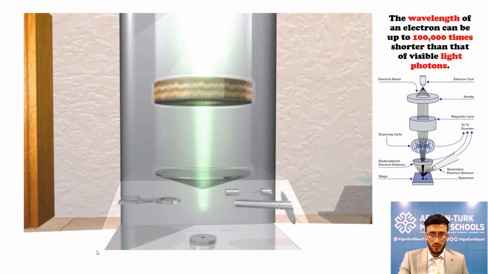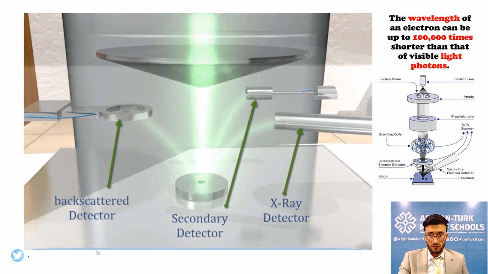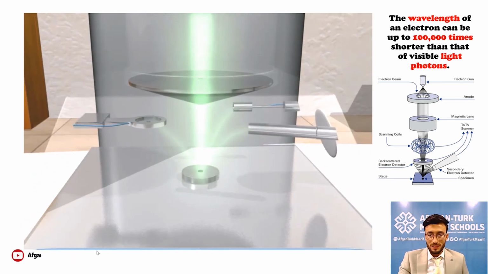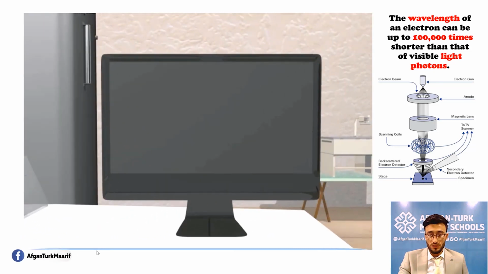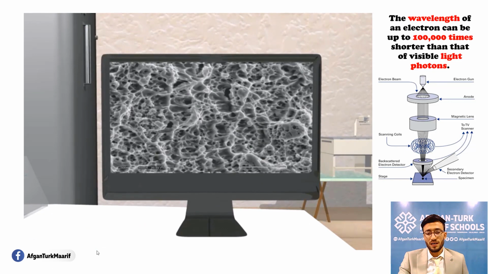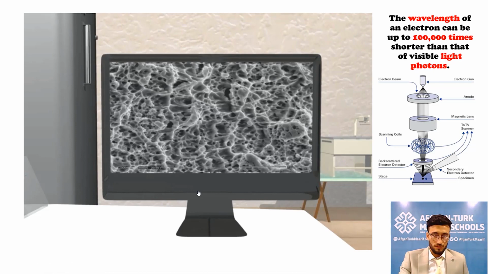As you see, when the electrons reach the sample, then after ejecting, this is the X-ray detector, backscatter detector, and also the gas secondary detector. They will combine these electron signals in order to produce the final image on a screen, which could be like your television.